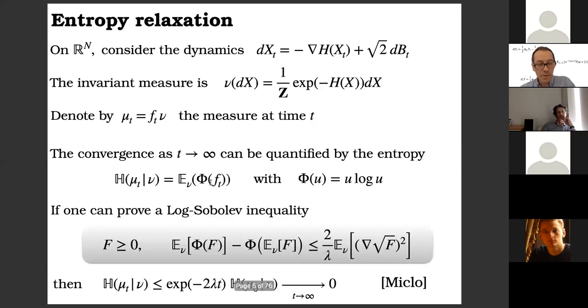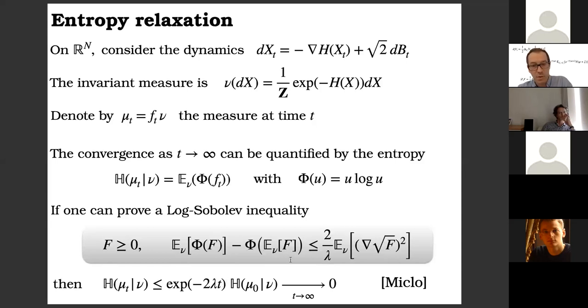The point is that the Log-Sobolev inequality is a functional inequality which tells us that if you take any positive function f, then you can control the difference, namely the expectation of phi of f minus phi of the expectation of f, in terms of a Dirichlet form, or more precisely, what's known as the Fisher information. Knowing this type of inequality for any f, and being able to quantify it in terms of the constant lambda, leads to a very strong form of relaxation, because the entropy decays exponentially fast to zero.